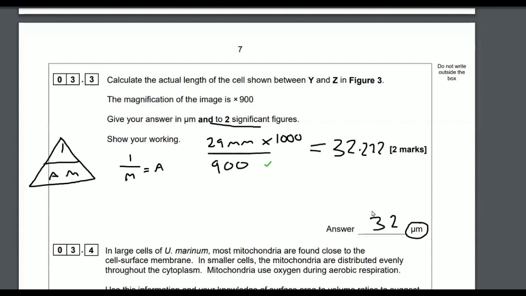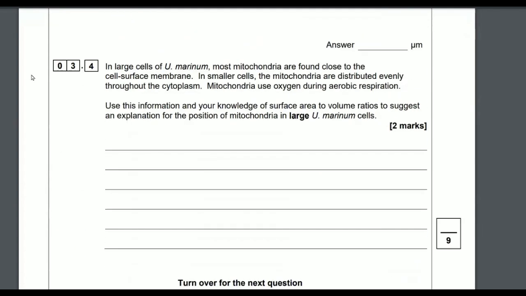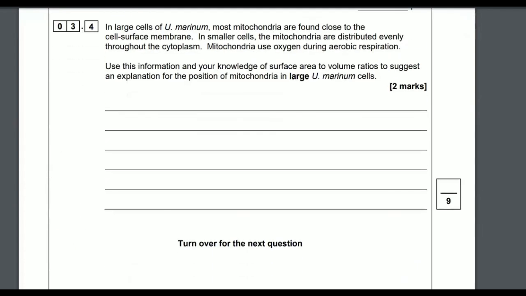Okay, moving on to the next part of the question. In large cells of marinum, most mitochondria are found close to the cell surface membrane. In smaller cells, the mitochondria are distributed evenly throughout the cytoplasm. Mitochondria use oxygen during aerobic respiration. Use this information and your knowledge of surface area to volume ratios to suggest an explanation for the position of mitochondria in large marinum cells.